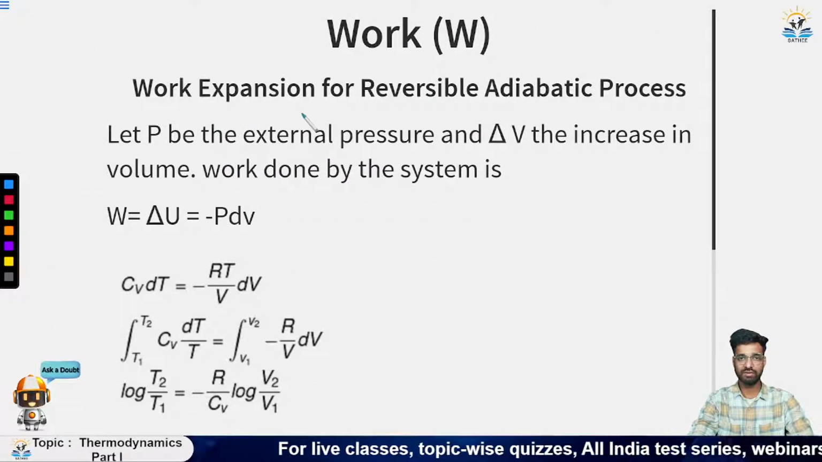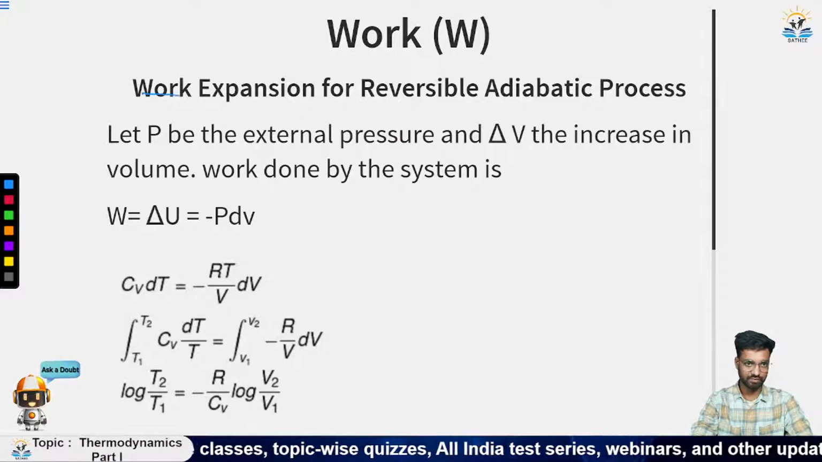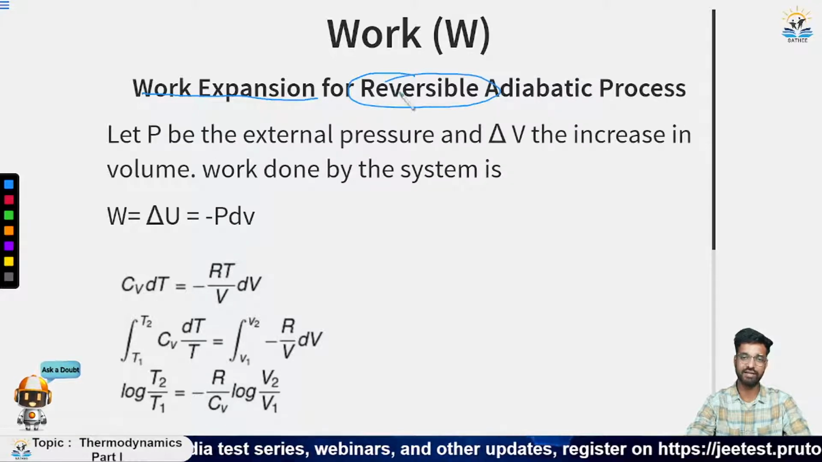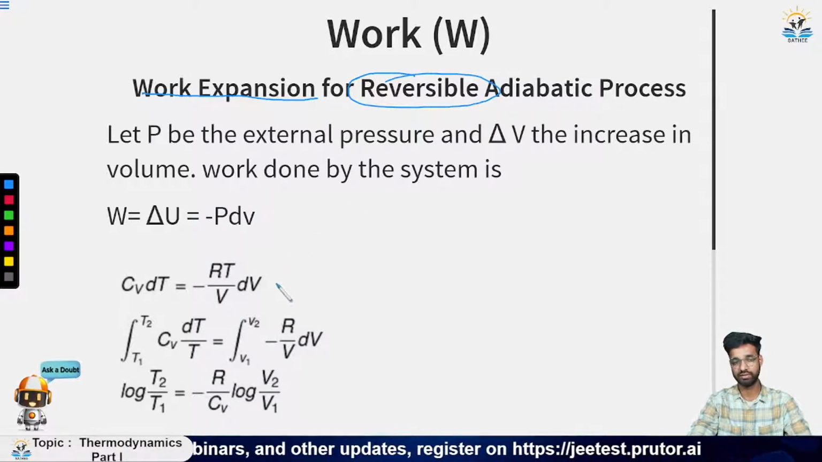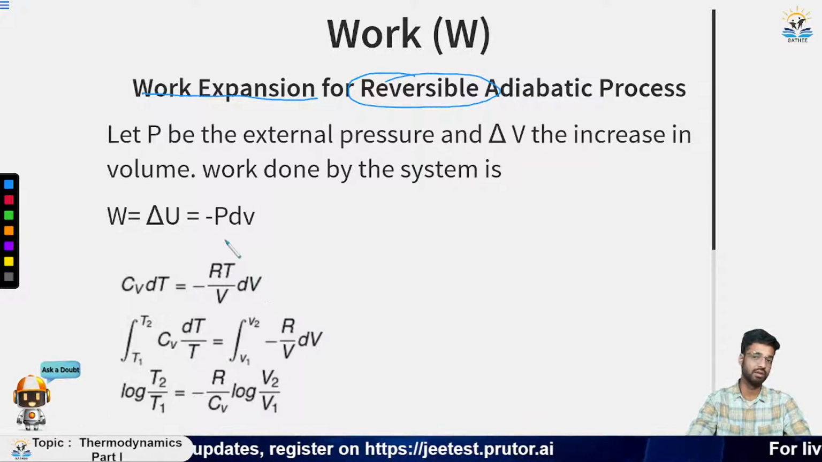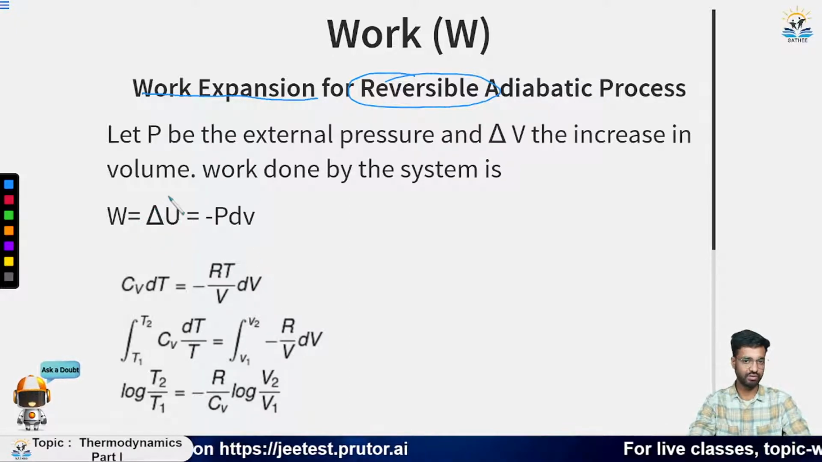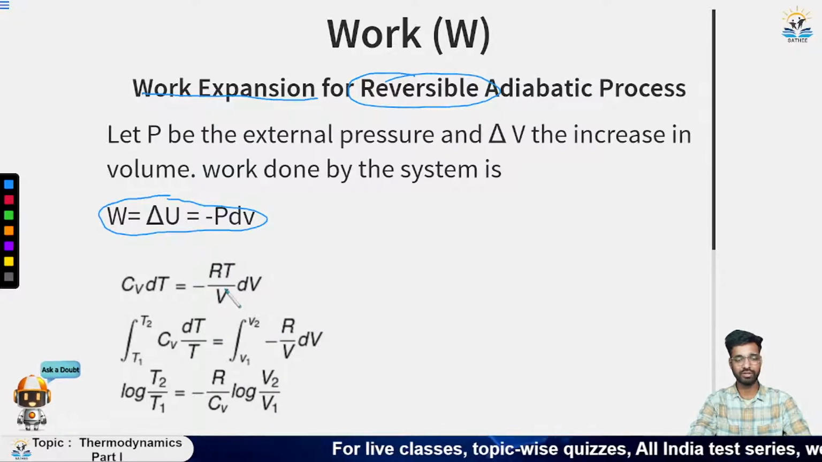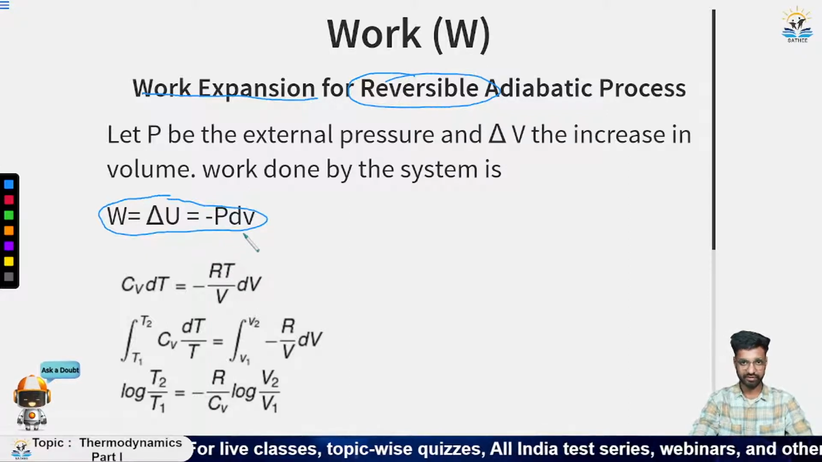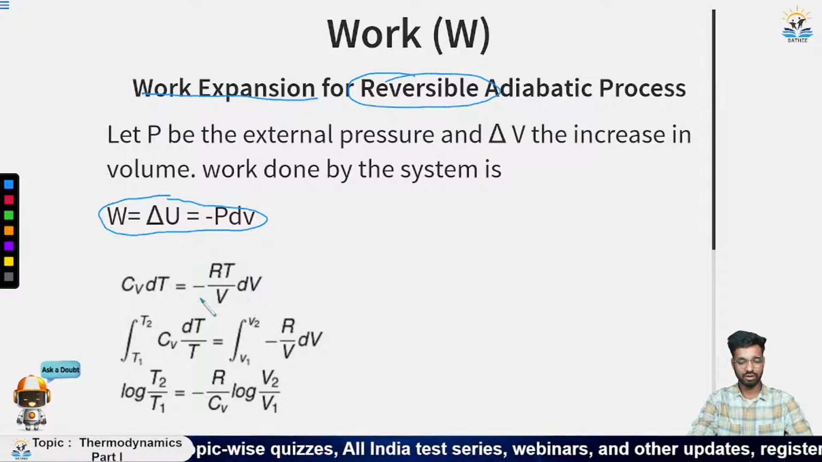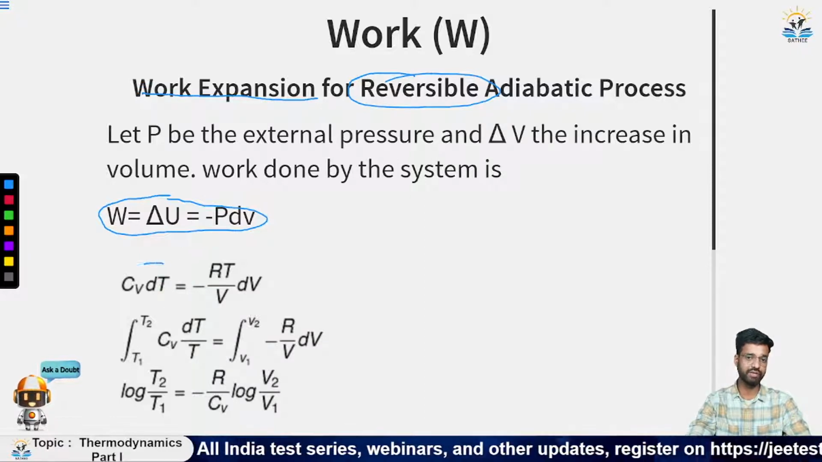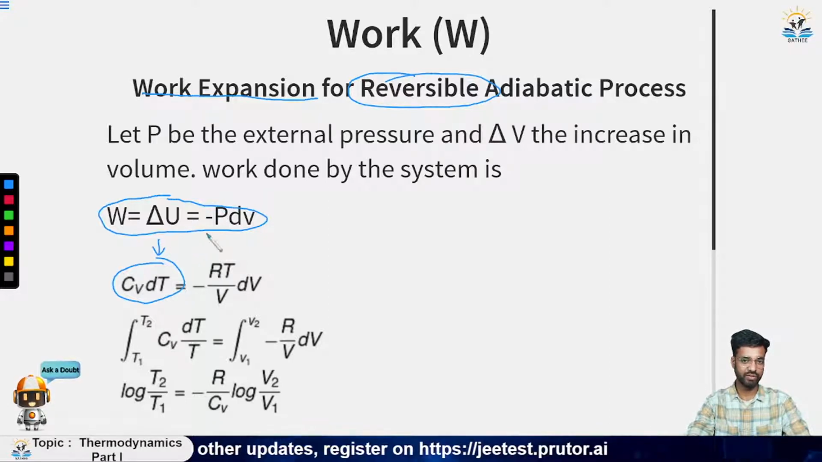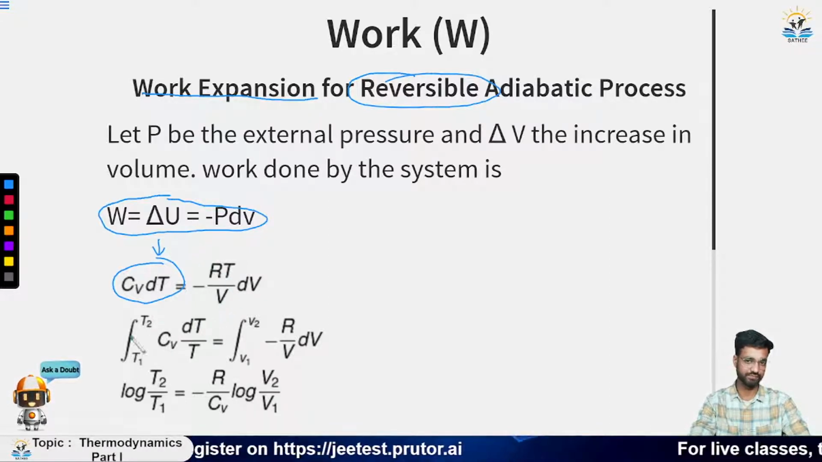Then we have the work of expansion for the reversible adiabatic process. Here we take a reversible process which is adiabatic in nature, so there will be no heat exchange. So what do we know? That W is equal to delta U, minus P dV. Now we know that delta U is equal to Cv dT. And for P, we replace it by RT by V from the gas equation.